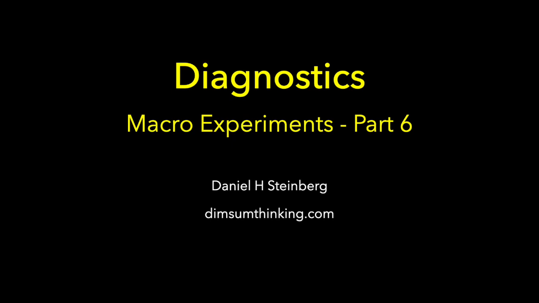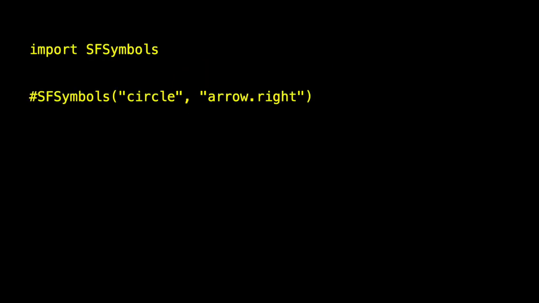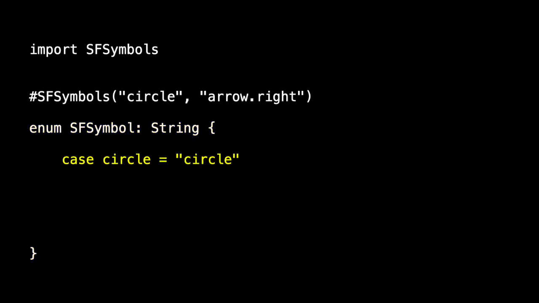Diagnostics. This is part 6 in our series on macro experiments. Last time we sketched a macro named SF symbols, which took a variadic number of strings and produced an enum called SF symbol, where the cases were named for the strings. So for example, this expands to the enum SF symbol, which has cases corresponding to each of the entries. So here's circle, and here's arrow right, and please note that arrow dot right is transformed into arrow uppercase R for right for our case.